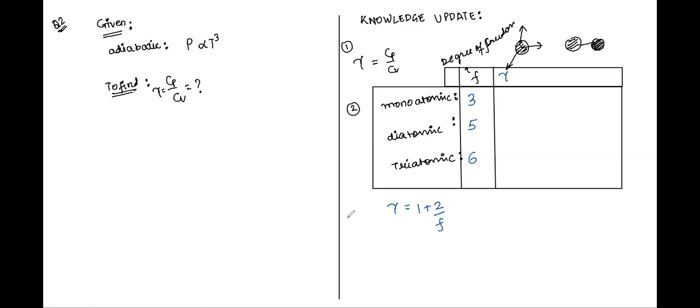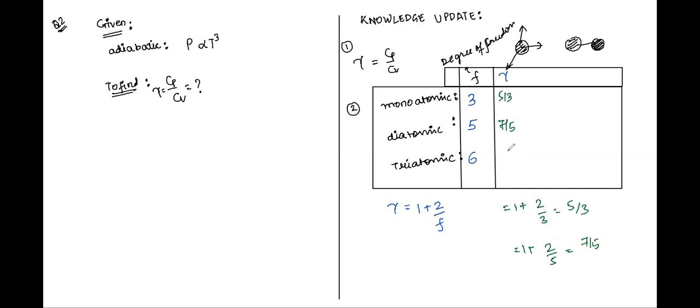Yes, Atul, the value of gamma for monoatomic is 1 plus 2 by 3, which is equal to 5 by 3. Absolutely correct, 5 by 3. Okay, now let's take it from Mahila. The value of gamma for diatomic is 1 plus 2 by 5, so the value of diatomic gamma is 7 by 5. Absolutely correct, Mahila. Great.